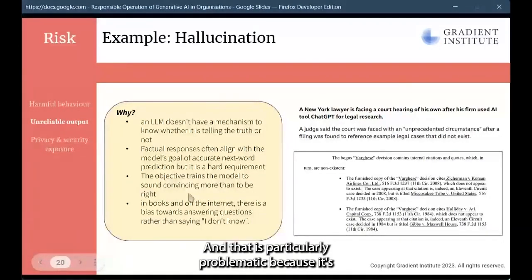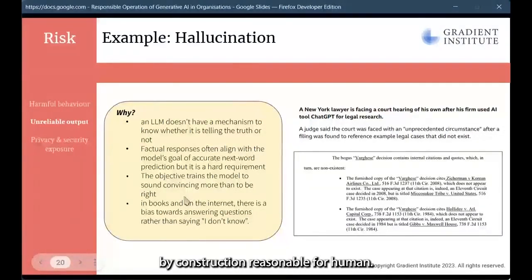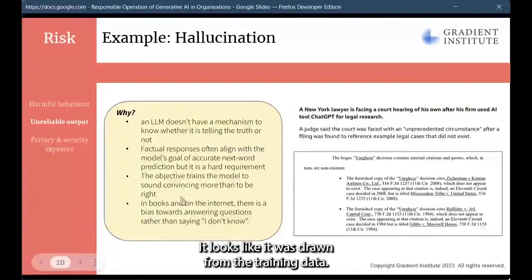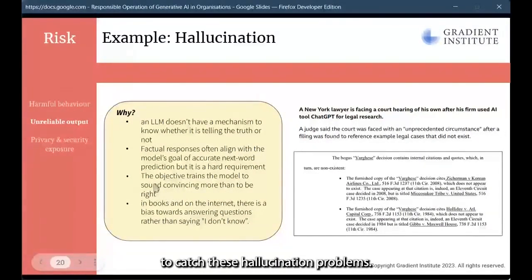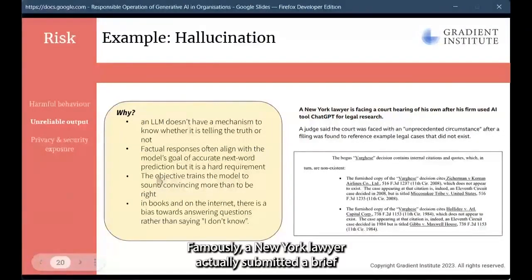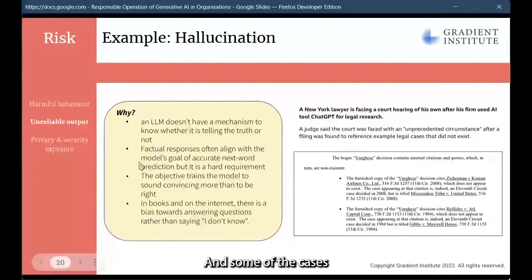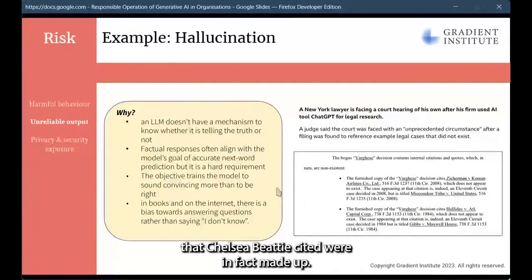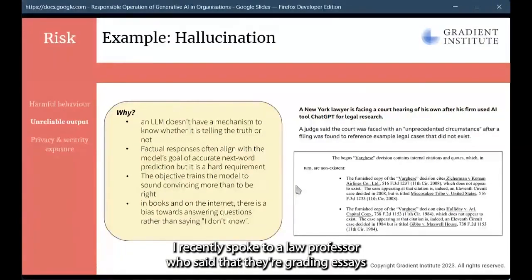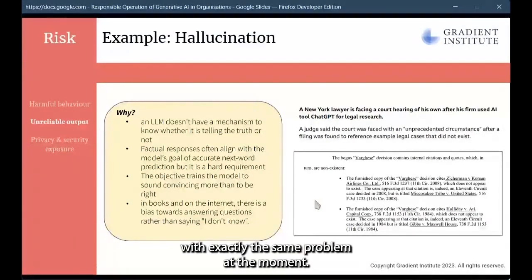And that is particularly problematic because it's by construction reasonable for a human. It looks like it was drawn from the training data, and so it can be very insidious and difficult to catch these hallucination problems. Famously, a New York lawyer actually submitted a brief that he'd partially authored by ChatGPT to a court, and some of the cases that ChatGPT cited were in fact made up. I recently spoke to a law professor who said that they're grading essays with exactly the same problem at the moment.